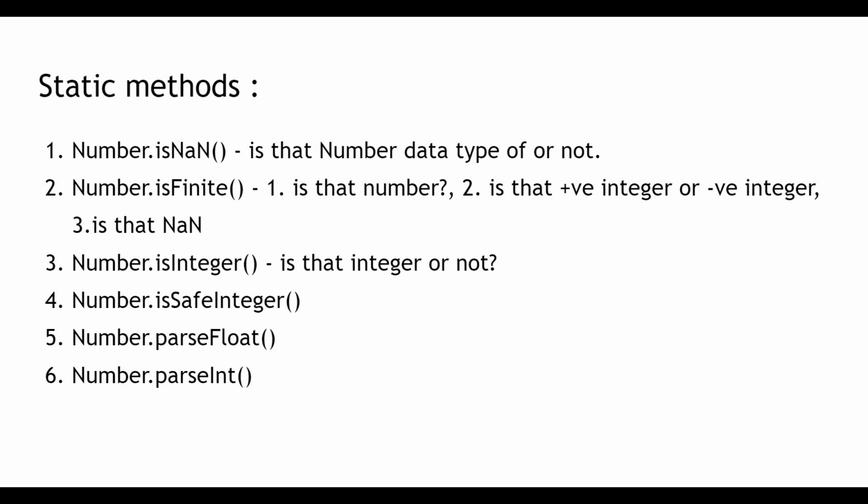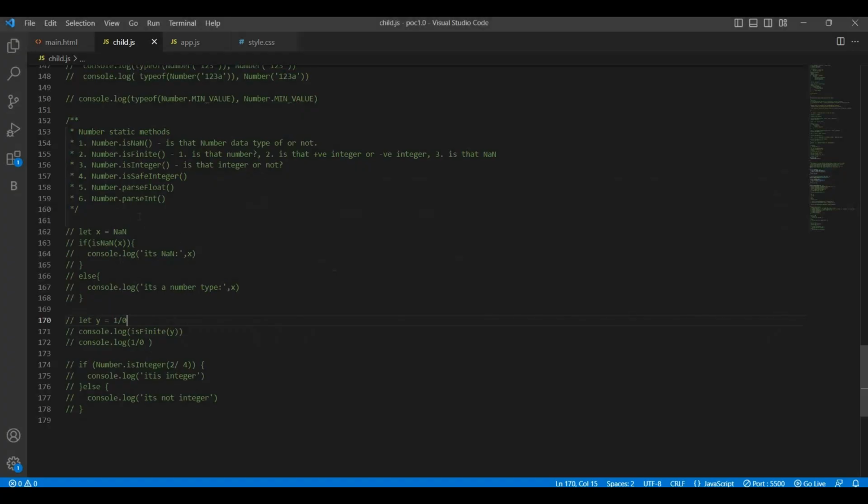I hope you know what static means. Static means default. The JavaScript engine is providing some methods for the number by default. These are the six methods for the number. I will explain each method. Let's jump into the code.